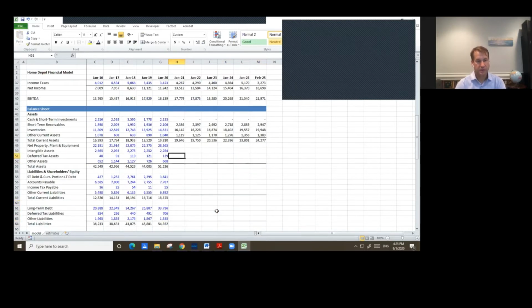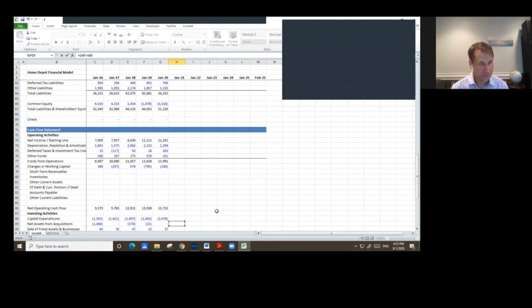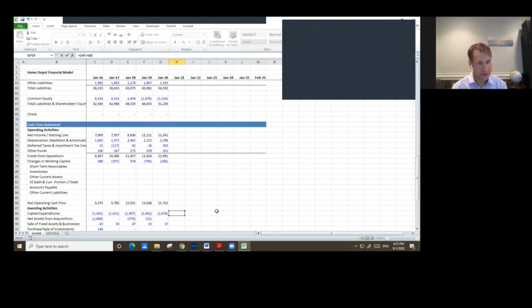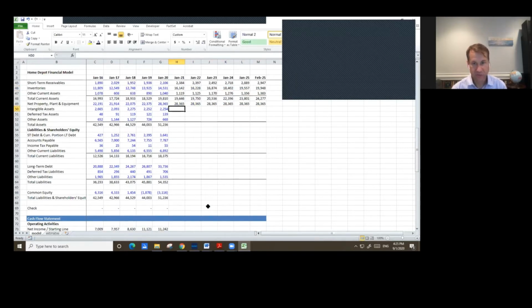Net PP&E would be beginning balance plus CapEx, but CapEx is with negative sign, so we'll actually say minus here, but we are adding a number. So CapEx is in line 88, placeholder for now. So plus CapEx minus depreciation. Depreciation is a positive number, so I'll subtract depreciation. Again, I haven't populated it yet, so it'll be the same numbers as in the prior year, but it will flex soon.